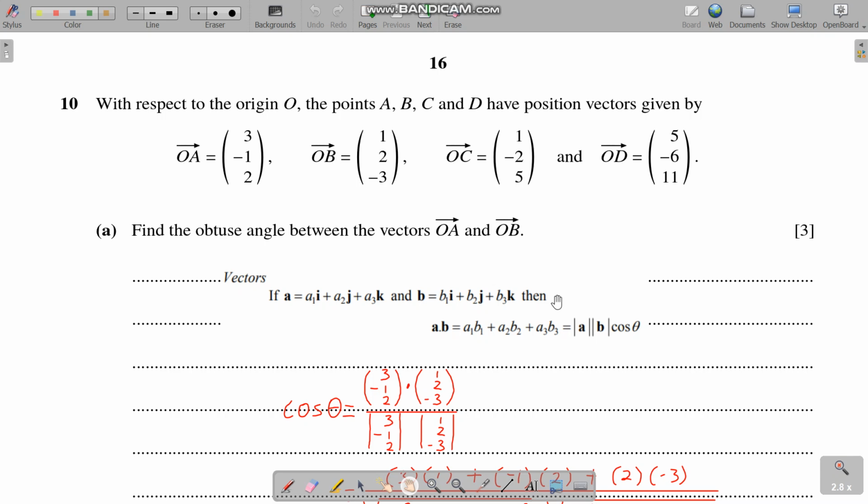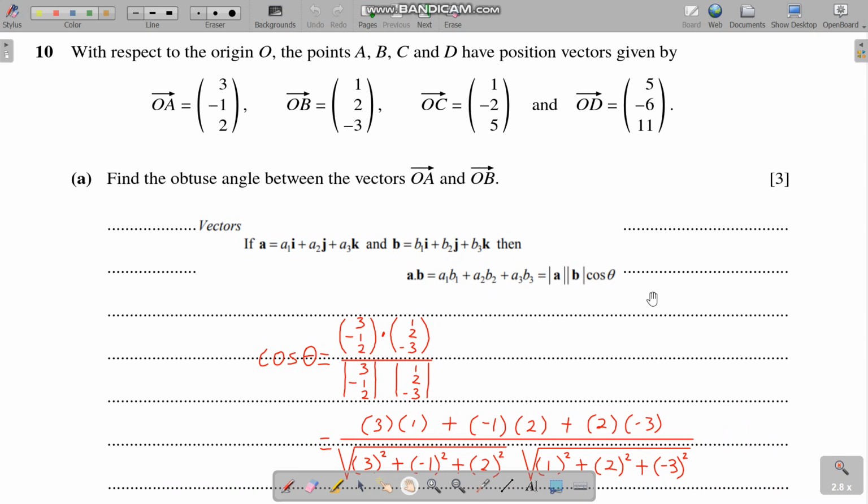Hello everyone, this question is about vectors. With respect to the origin O, the points A, B, C, D have position vectors given. Find the obtuse angle between OA and OB. So we use the MF19 formula for vectors, the only formula about vectors.